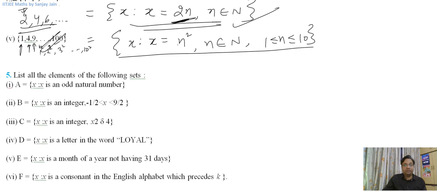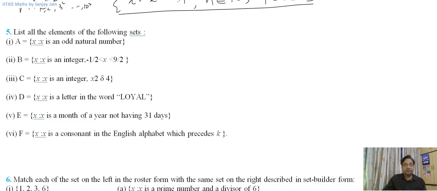List all the elements of the following sets. Okay. So the first set that I've got here. So now I've given the sets in set builder form and I'll write it in roster form or tabular form. So A is equal to, now x is an odd natural number. So x being an odd natural number, it will start with 1, then 3, 5, 7, right?